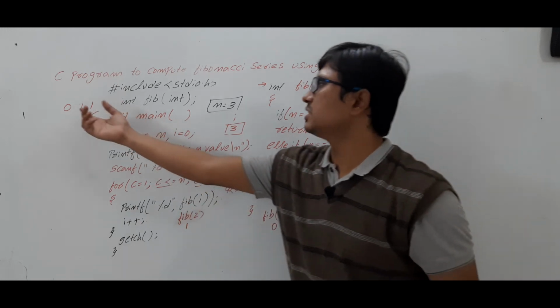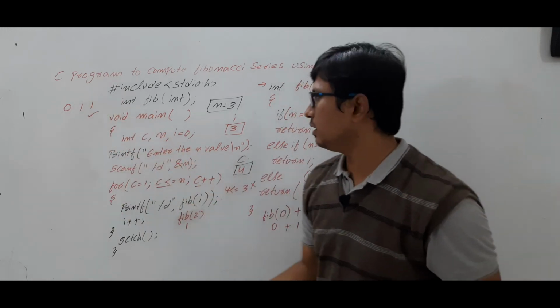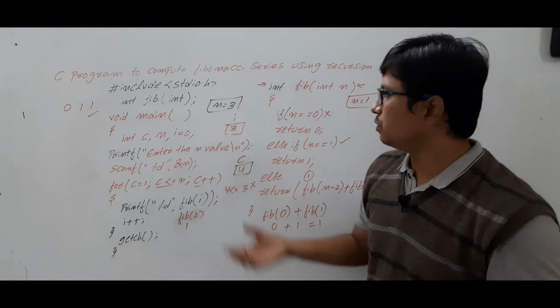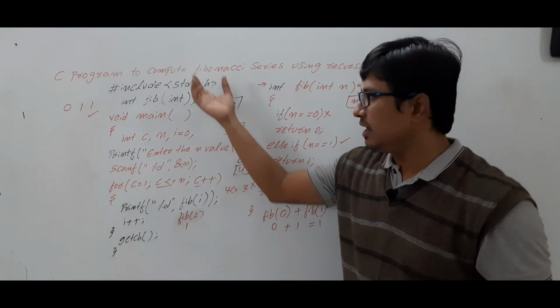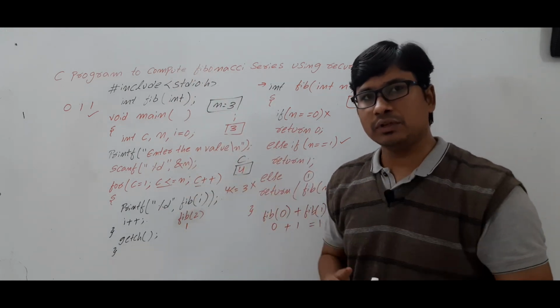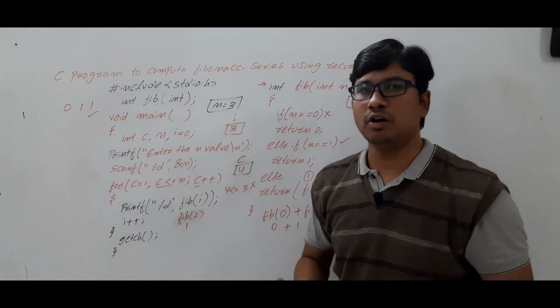So this program is giving the output 0, 1, 1 when the user has entered the n value equal to 3. I request you to take the n value equal to 5 and trace this program and check what output you get. And whatever output you get, please write it in the comment section.